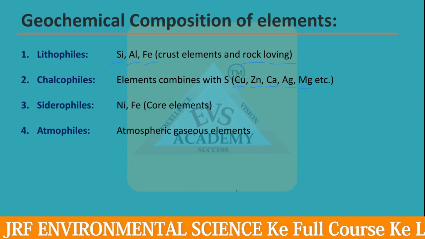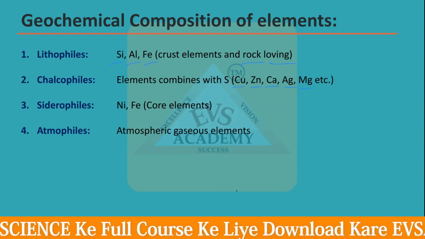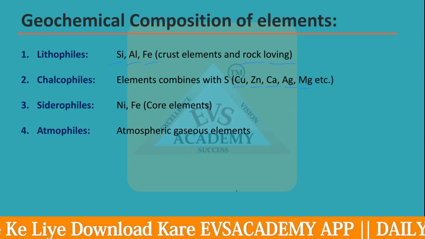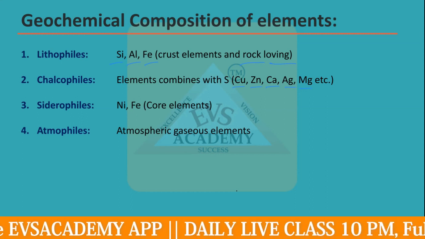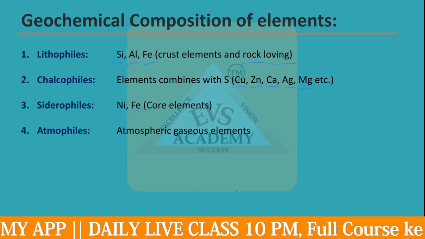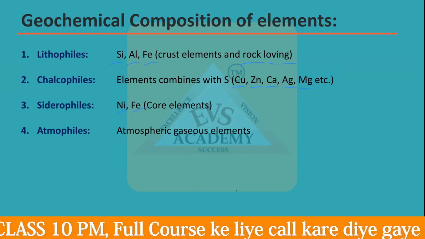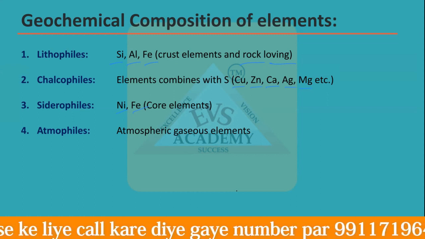Then we have the siderophiles. Siderophiles are those elements which are abundantly found in the core zone of the earth. In the core zone of the earth, we have already seen the nature of the earth core is Nife nature, nickel and iron. So that would be the siderophiles, because nickel and iron are majorly found in the core zone.